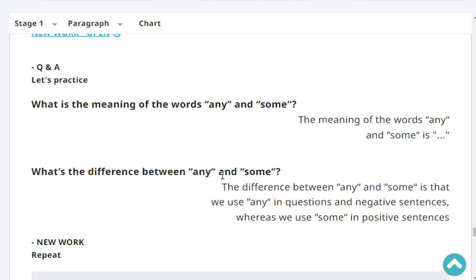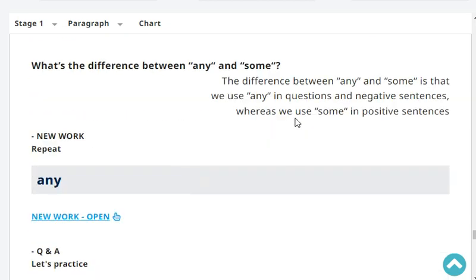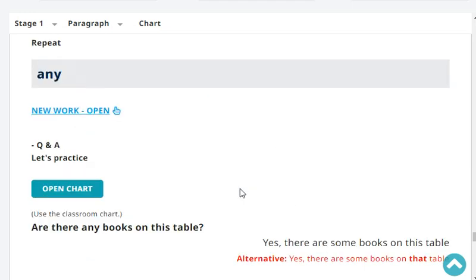What's the difference between any and some? The difference between any and some is that we use any in questions and negative sentences, whereas we use some in positive sentences. Very good.